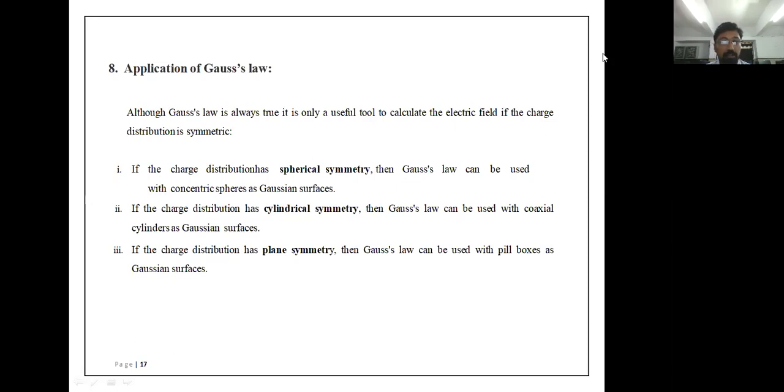The second one is if the charge distribution has cylindrical symmetry, then Gauss's law can be used with coaxial cylinders as the Gaussian surface.